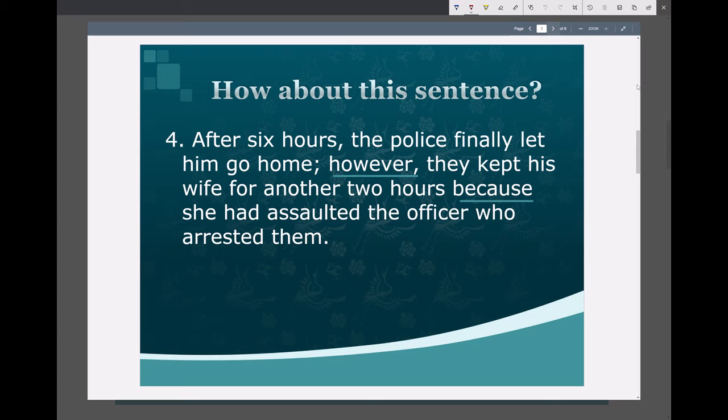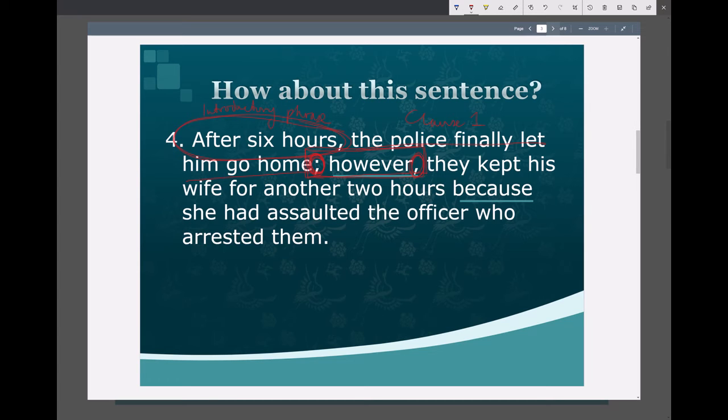Let's take a look. So after 6 hours, that's the same. So now, this one is the same as sentences 1 and 2. You have the introductory phrase with the comma. So it's different from sentence 3, which is using while. The police finally let him go home. So that's clause 1. That's the same as every sentence we had so far. However, instead of a comma and a subordinating conjunction, you have a semicolon and a transition word, however, to show the contrast between the two clauses and to write them as separate sentences.